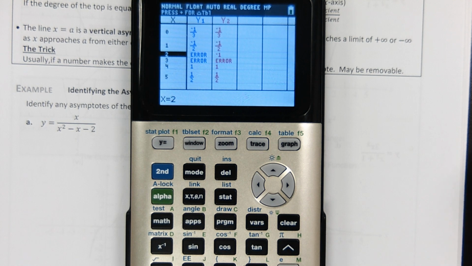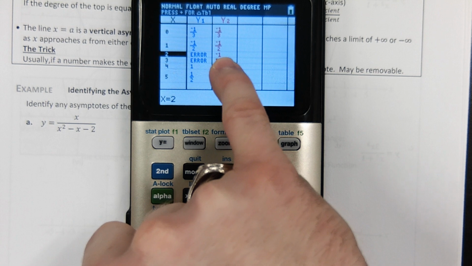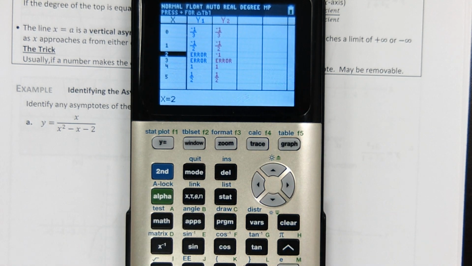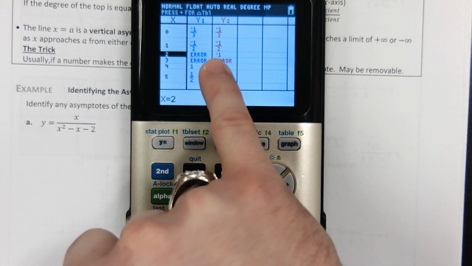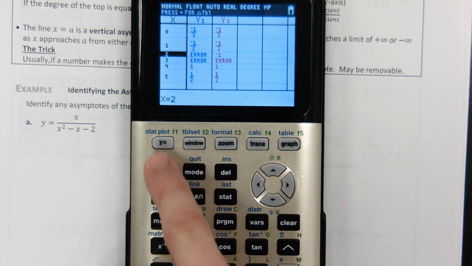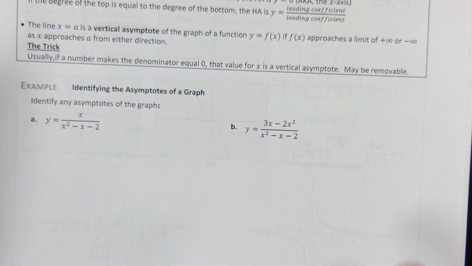The blue one has a removable discontinuity at 2, -1. And I know it's -1 because that's the y value it wanted to have. But it's not a vertical asymptote. It's a removable discontinuity. Cool? So yes, anytime you have a vertical asymptote for a rational function, it's because you tried to divide by 0. But that doesn't mean every time you try to divide by 0, you get a vertical asymptote. It's a one-way street. Because occasionally, they're removable. Cool? So we just got to watch out for those.